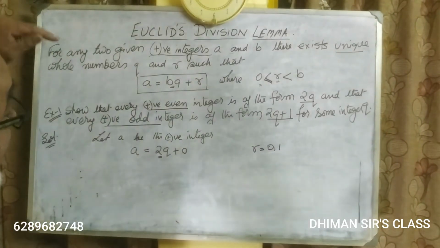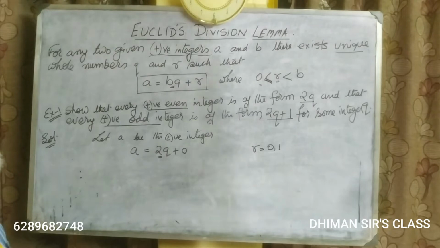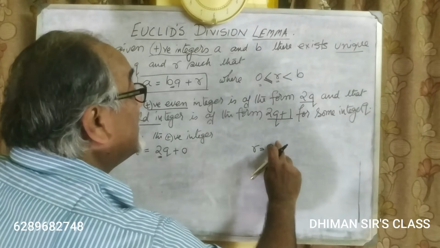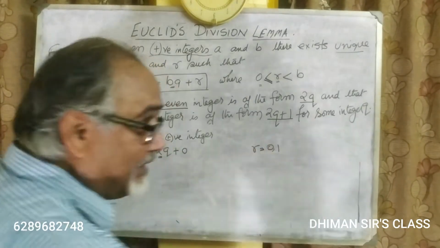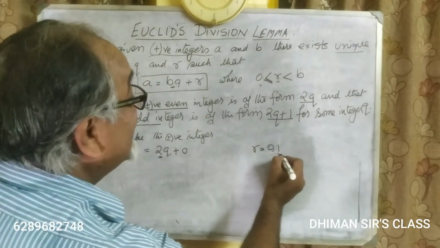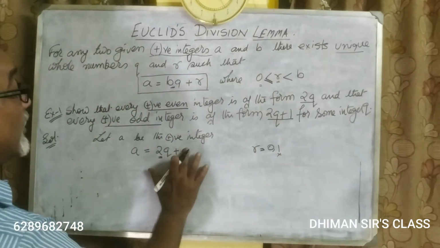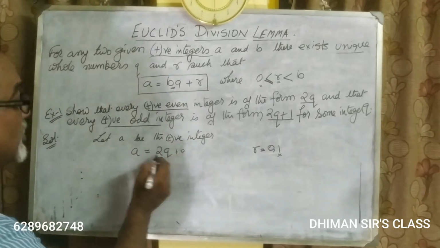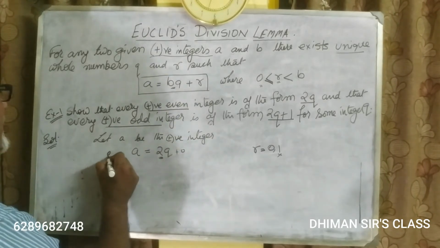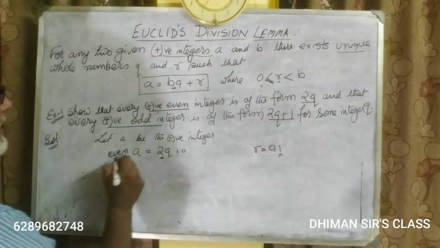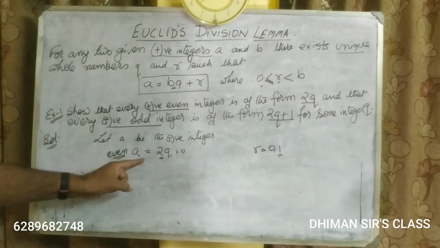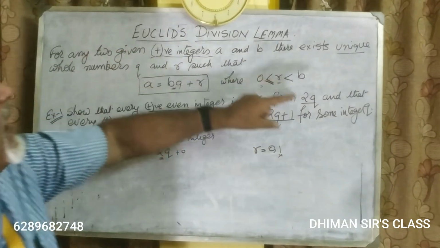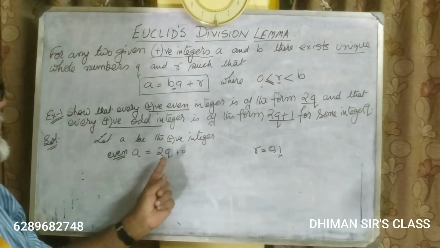But if it is an even integer and it is divided by 2, there cannot be any remainder. So 1 is rejected. Therefore 0 plus 0 means only the same thing. It is divisible by 2, hence it is even. So A is equal to a positive even integer 2Q.